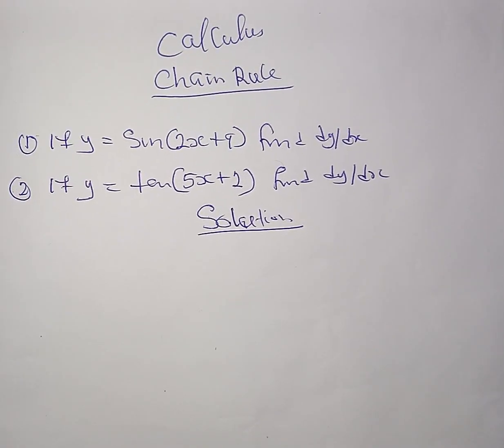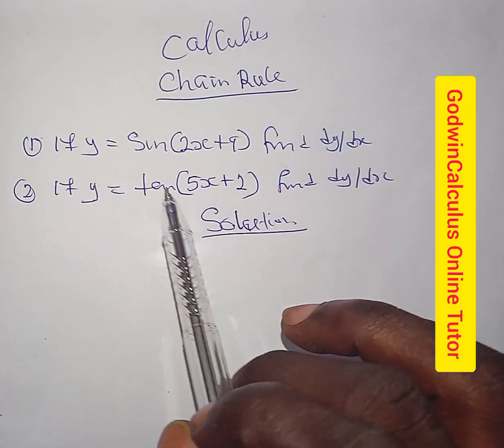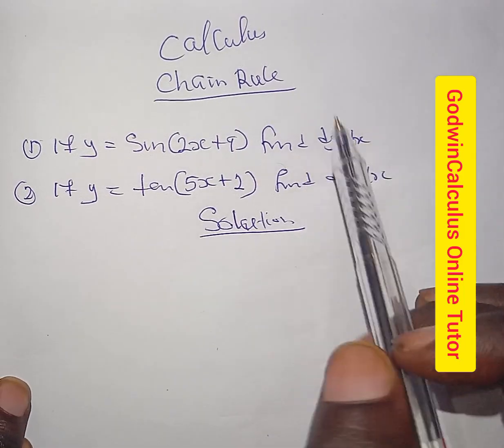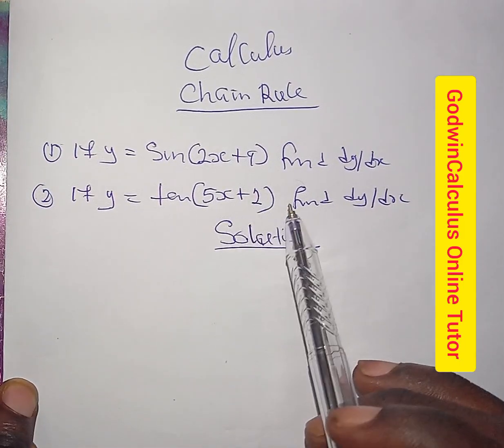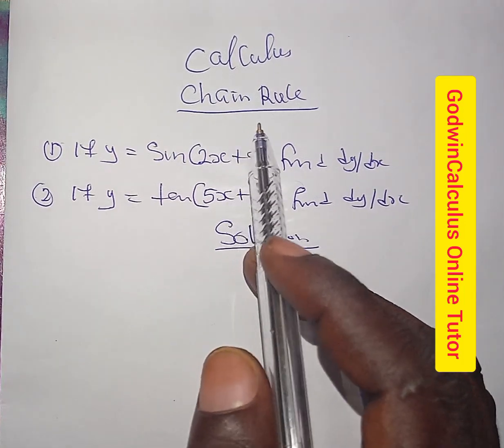Now let's quickly solve this question. Calculus, chain rule. If y is equal to sine bracket 2s plus 9, find dy/ds. The second question is if y is equal to tan bracket 5s plus 2, find dy/ds. Now we are going to apply the chain rule.